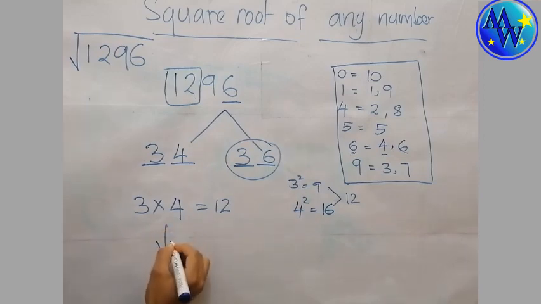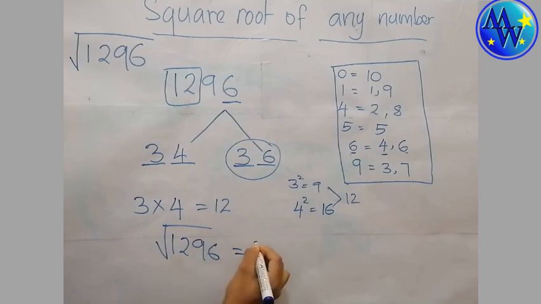So the square root of 1296 is 36. If you want to check whether the answer is correct or not, you can just try.